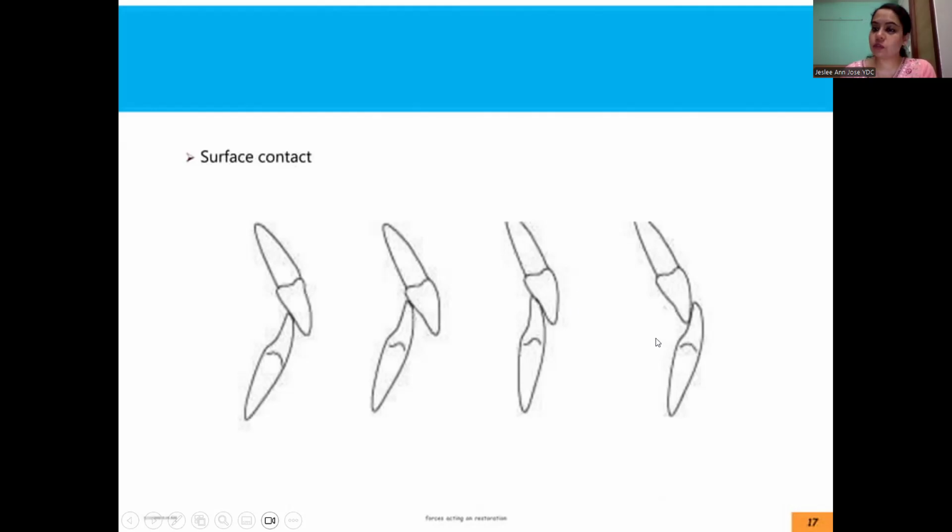And when it comes to the class 3 case, here we can see a reversal of contact. Here the lower mandibular incisor is ahead of the maxillary incisor because of the prognathic mandible. Hence, the facial surface of the maxillary incisor comes in contact with the lingual surface of the mandibular incisor.